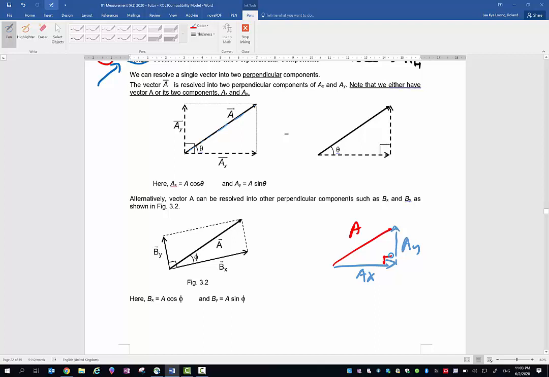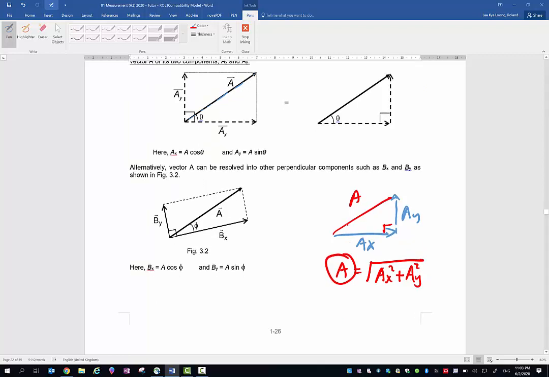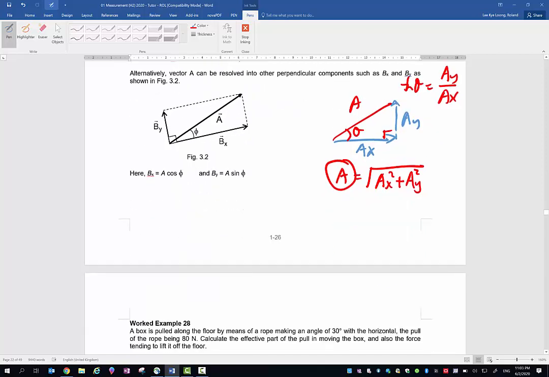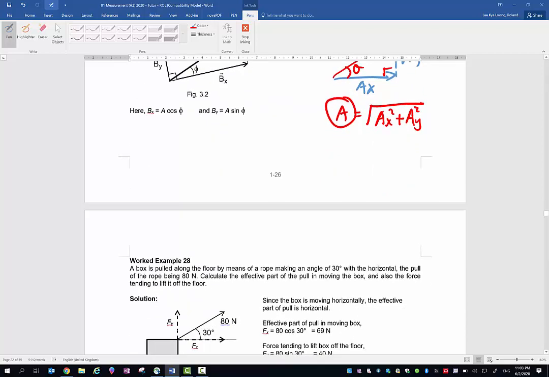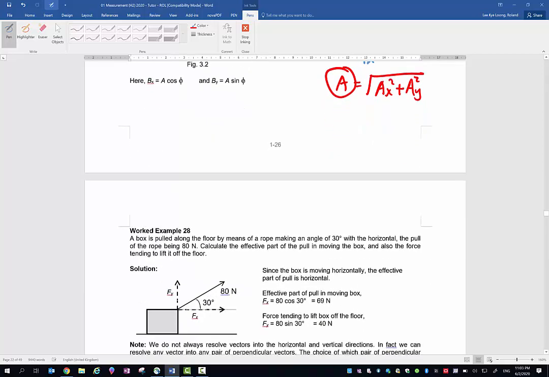So it's actually something like Pythagoras theorem if you want to know the magnitude of A. The magnitude of A is equal to the square root of the horizontal component squared plus the vertical component squared. This is how you get the magnitude. If you want to know what the angle is, then tan theta equals opposite over adjacent, AY over AX. Got it? So this component method is the most useful one. It will work in all situations, whether there are two forces, three forces, or four forces. If you look at the worked examples, it will help you see easily.